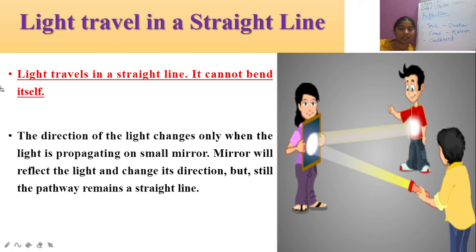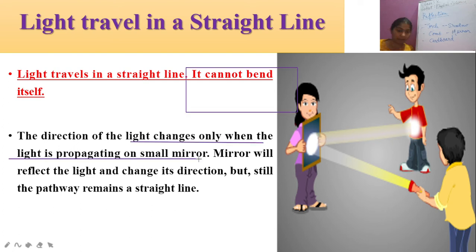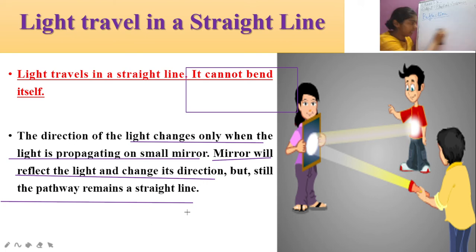When the light is propagating onto the mirror, the mirror will reflect the light and change its direction, but the pathway remains the same. So these are the important lines, students. It reflects the light as well as changes its direction, but the pathway remains the same. It will not bend it, right? It will not go in a curved direction.